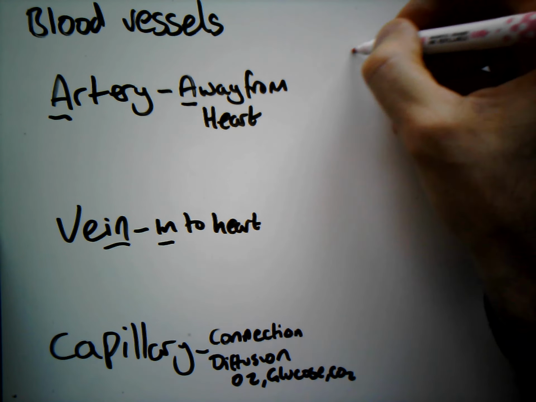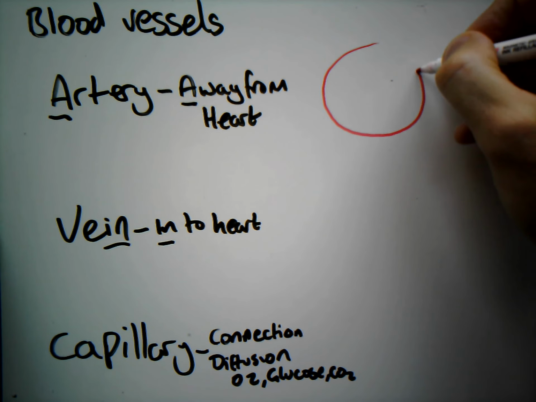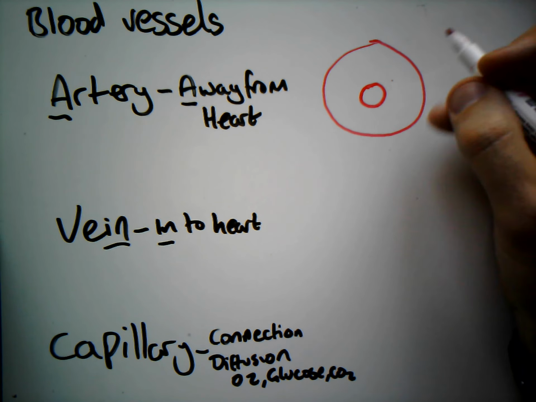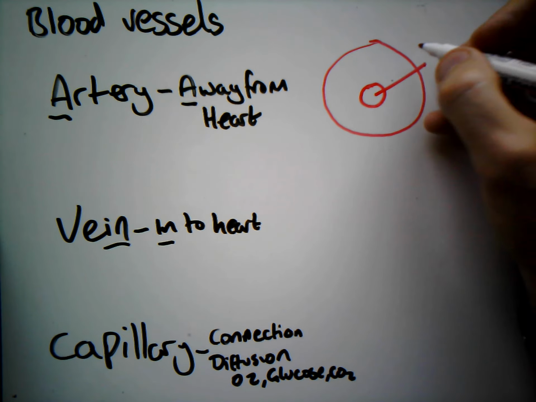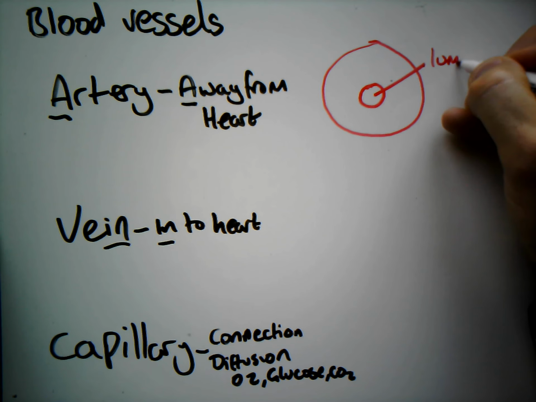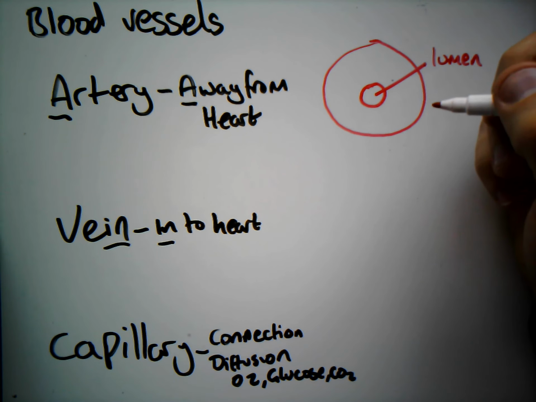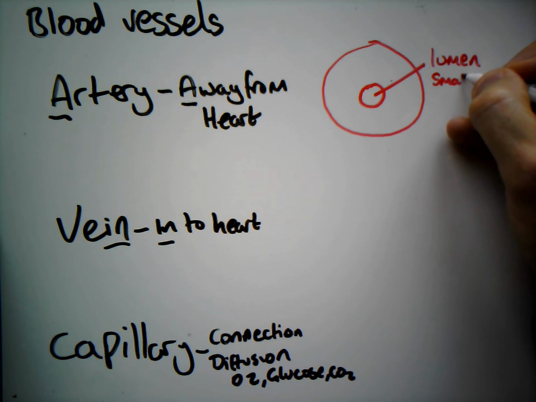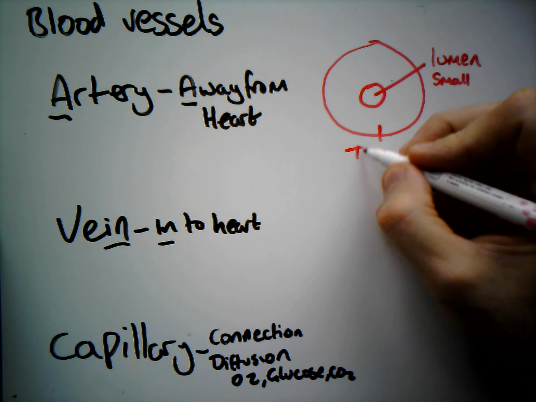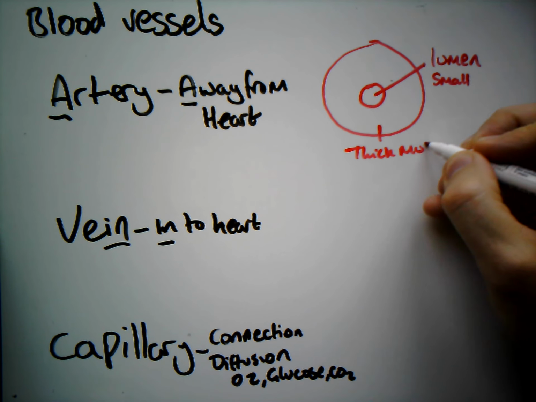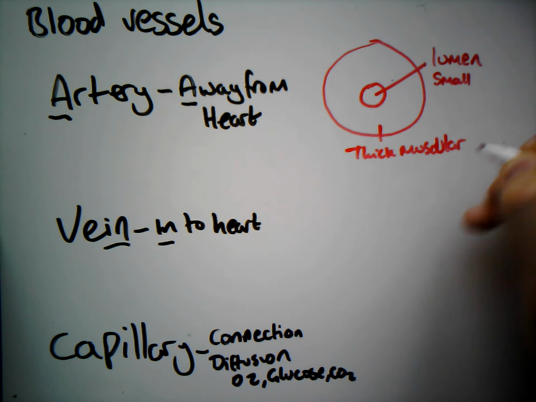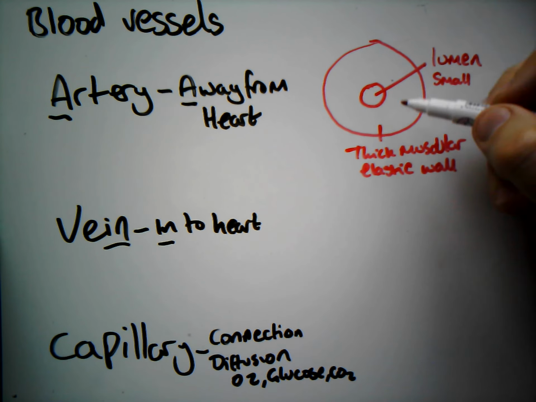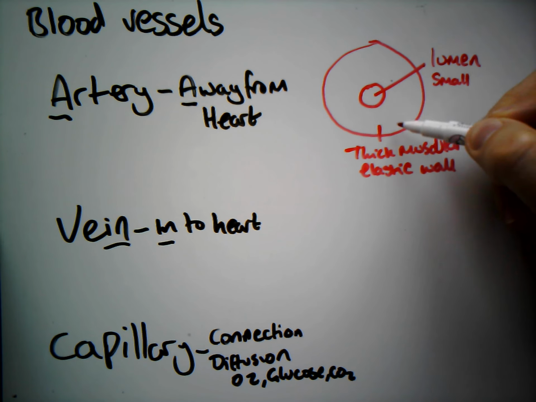Now our arteries have a very specific structure. So you're going to have your blood vessel here, and it's going to have a very small hole in the middle. This hole has a special name. It is called the lumen. So the lumen is the hole that runs through the middle of our blood vessels, and you can see that it is small. And what you've got is this very thick, muscular, elastic wall. So it's thick, it's got lots of muscular tissue, and it's got a lot of elastic tissue.